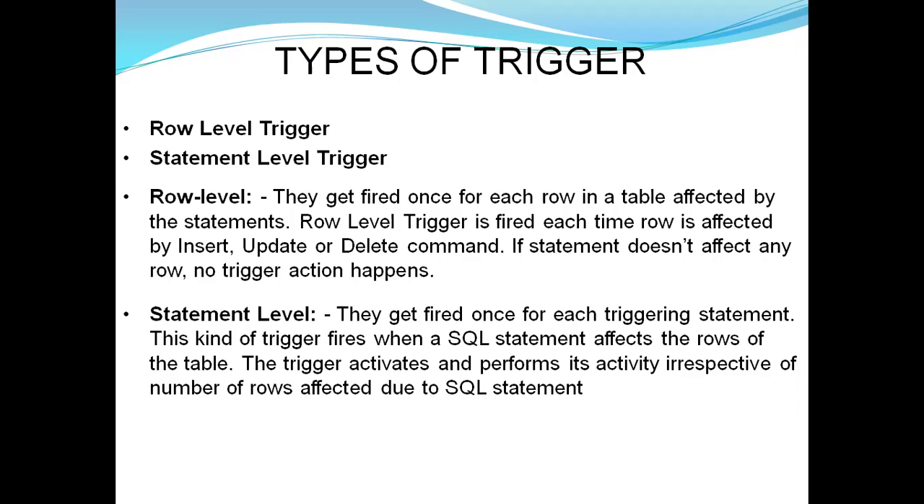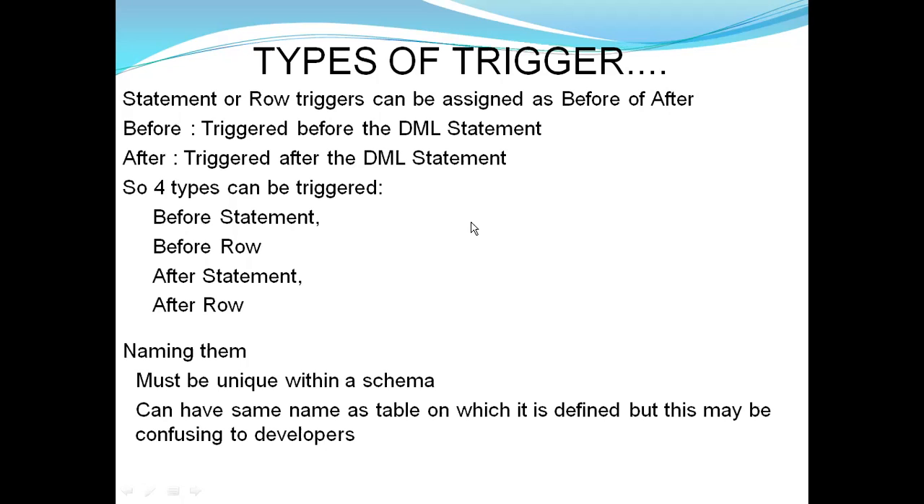Simple here. So now it has become 4 types of triggers: row level trigger before, row level trigger after, statement level trigger before, statement level trigger after. Correct? So now the types of triggers. How many types of triggers have become here? 4 types of triggers: before statement, before row; after statement, after row. Correct?